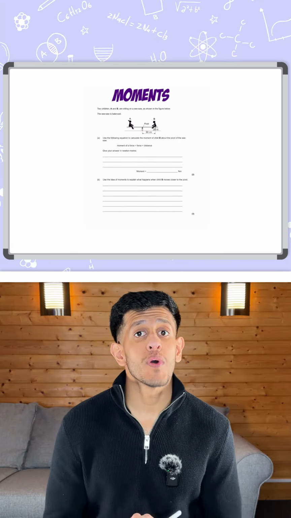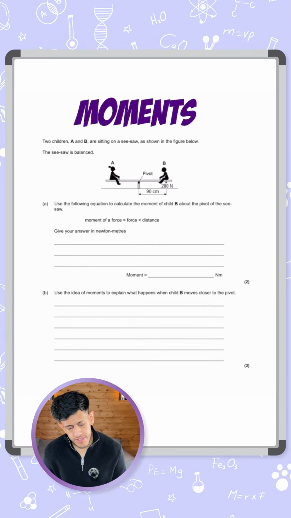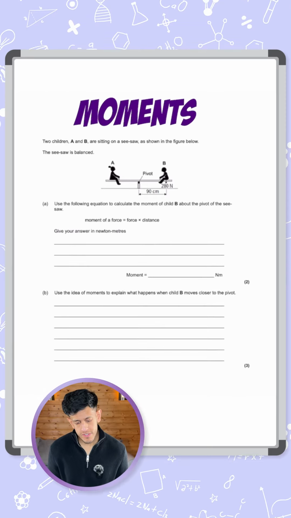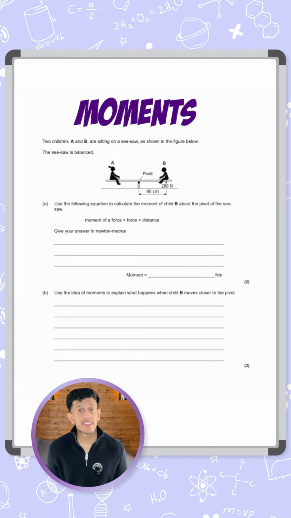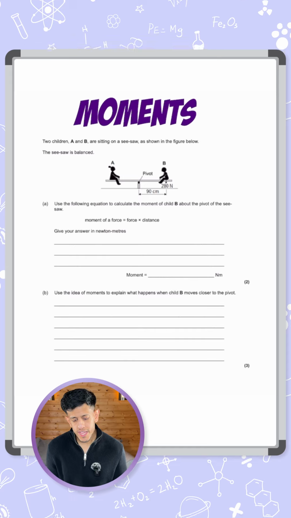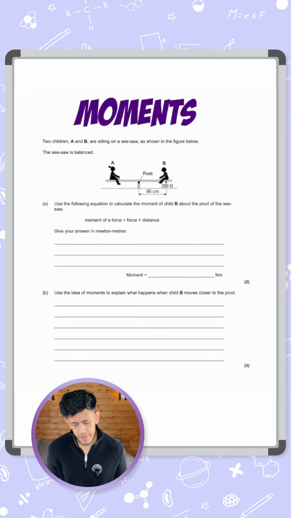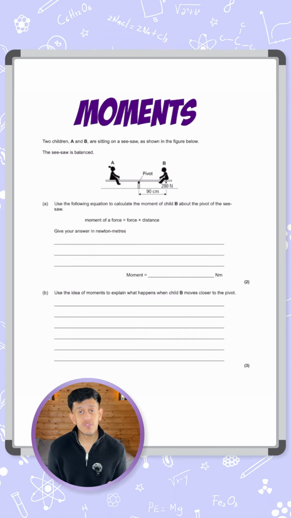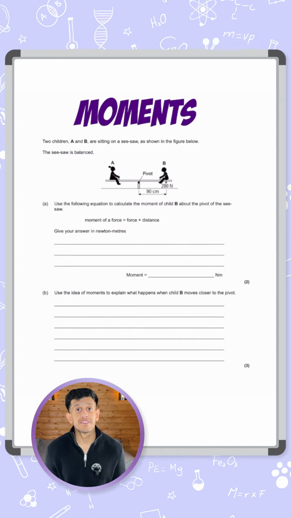Okay guys, so here we have a question on moments. Let's get into it. It says two children A and B are sitting on a seesaw, as shown in the figure below. The seesaw is currently balanced, so it's not pivoting one way or the other. Using the following equation, calculate the moment of the child B about the pivot of the seesaw. Moment of a force equals force times distance. And it says give your answer in Newton meters.